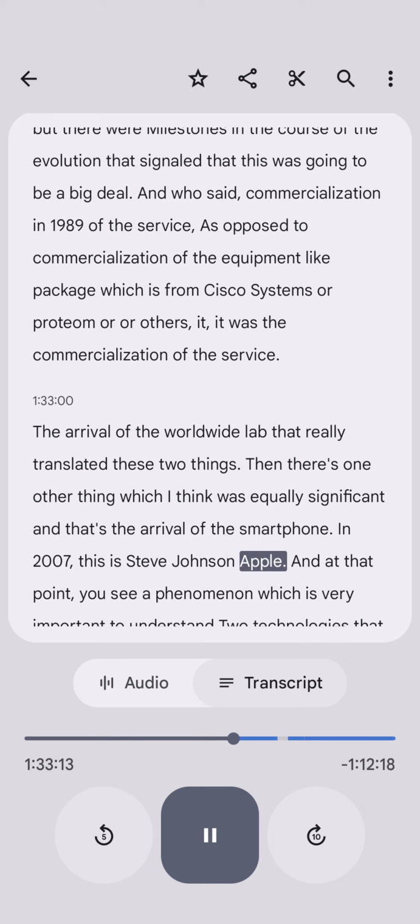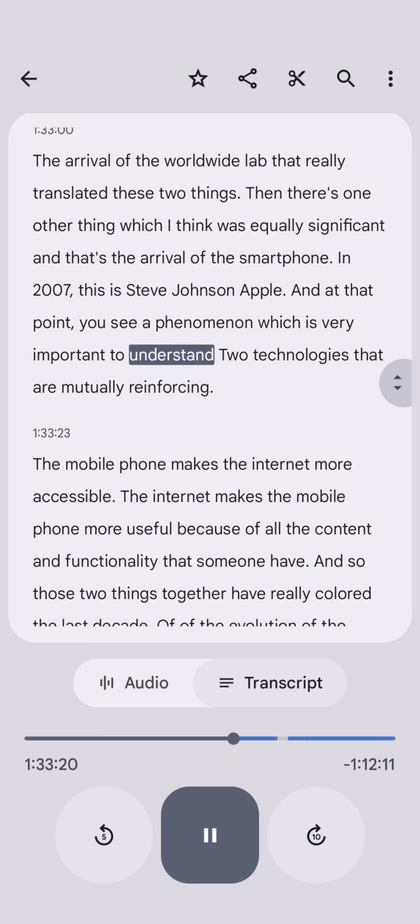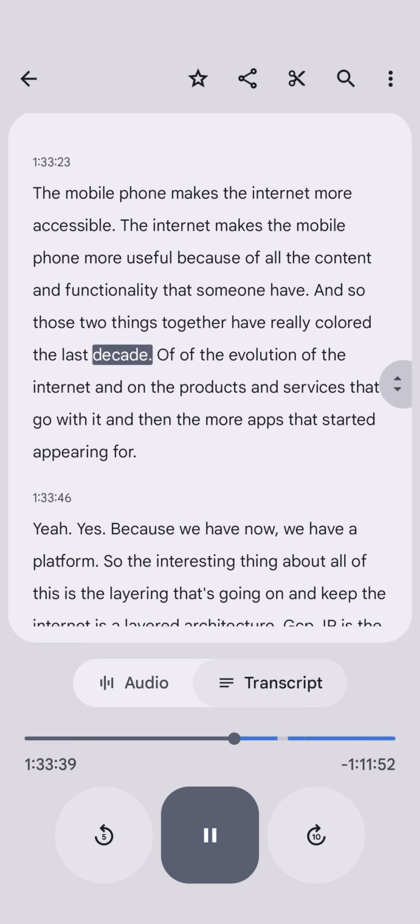This is Steve Jobs and Apple. And at that point, you see a phenomenon which is very important to understand: two technologies that are mutually reinforcing. The mobile phone makes the internet more accessible. The internet makes the mobile phone more useful because of all the content and functionality that's on the net. And so those two things together have really colored the last decade of the evolution of the internet and the products and services that go with it.